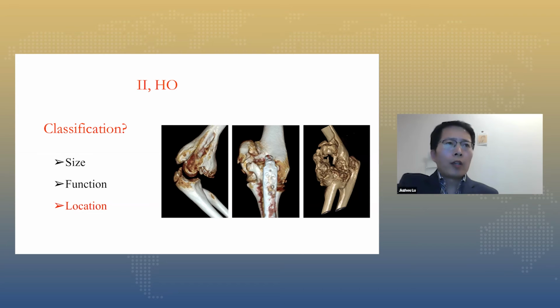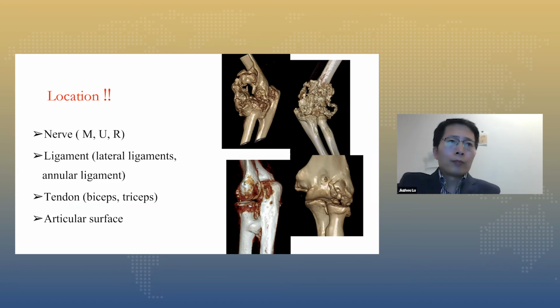Most famous is from Hastings. But for arthroscopic treatment management, the location of the HO is also very important. There are several special locations that may change the approach for arthroscopic release. Once the HO is close to nerve, ligament, tendon, and the articular surface, it will make the arthroscopic procedure very challenging and high risk.